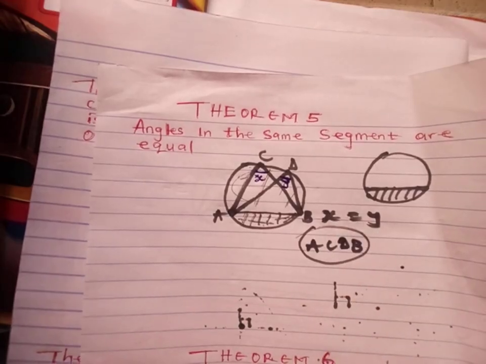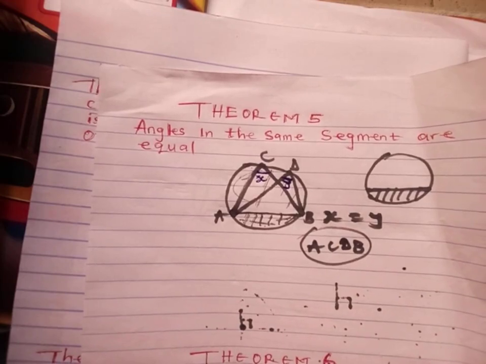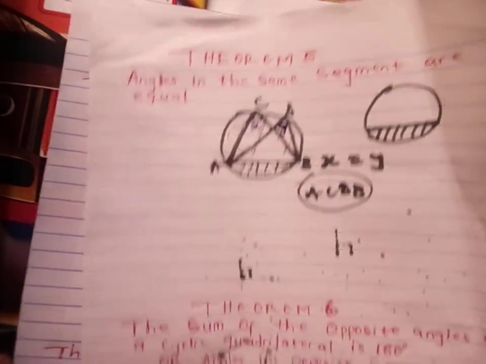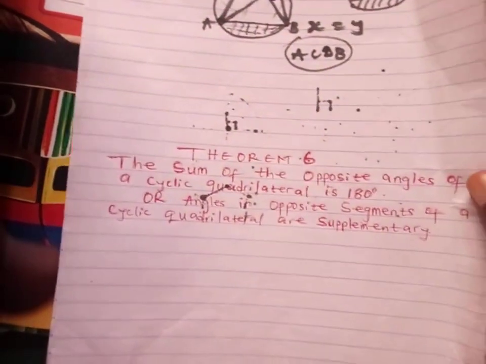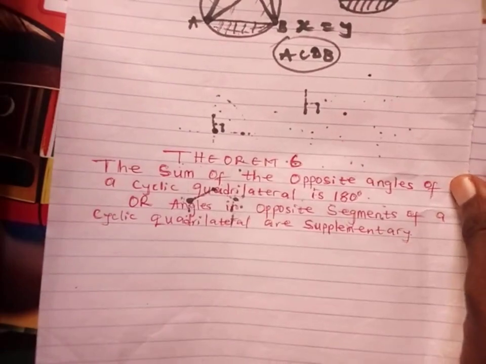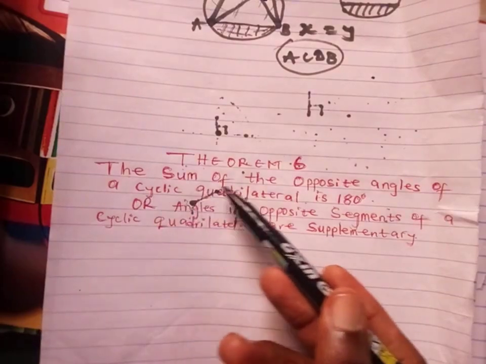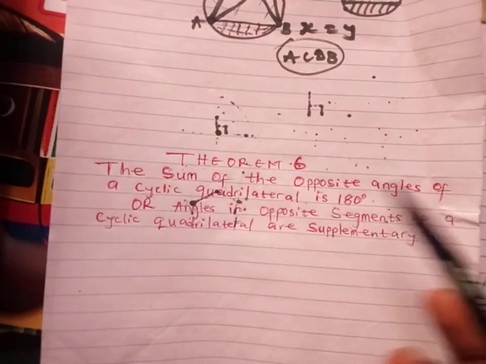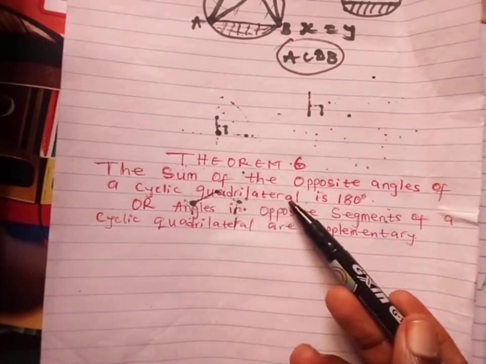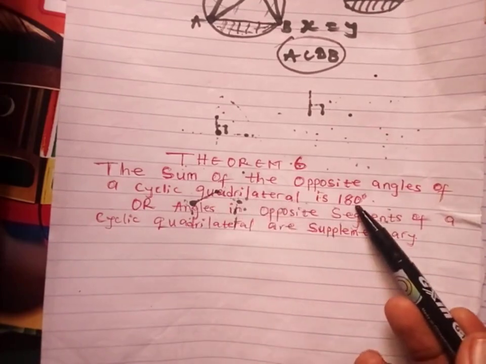All right, so let's move on to the next theorem, which is theorem number 6. What does it state? Now look at it. The theorem states that the sum of the opposite angles of a cyclic quadrilateral is 180 degrees.